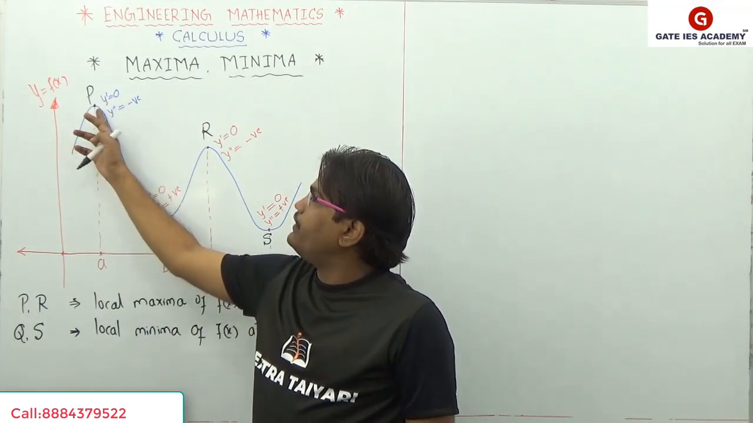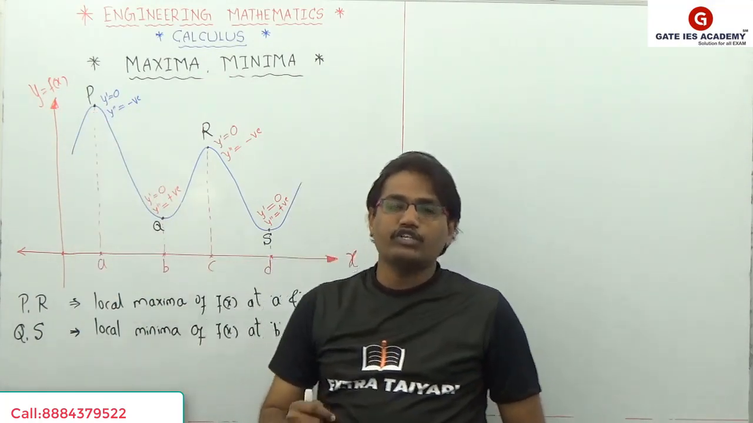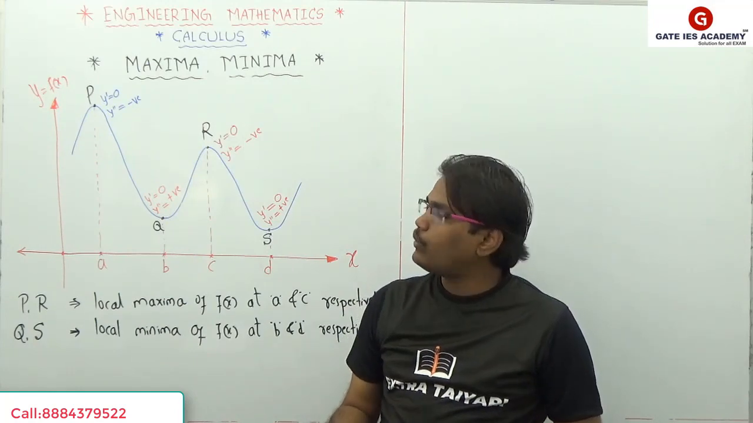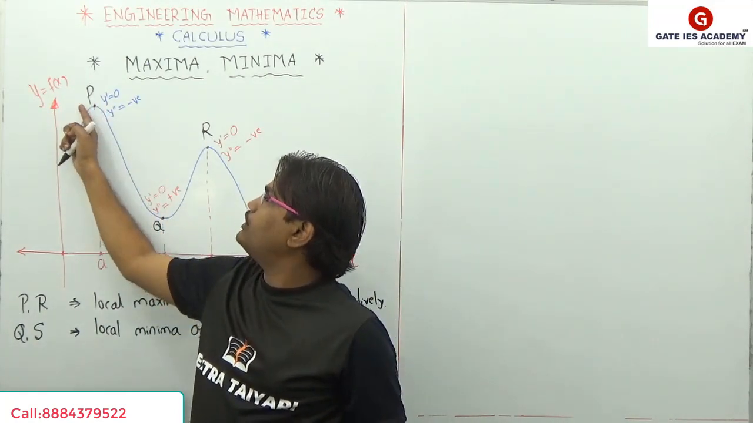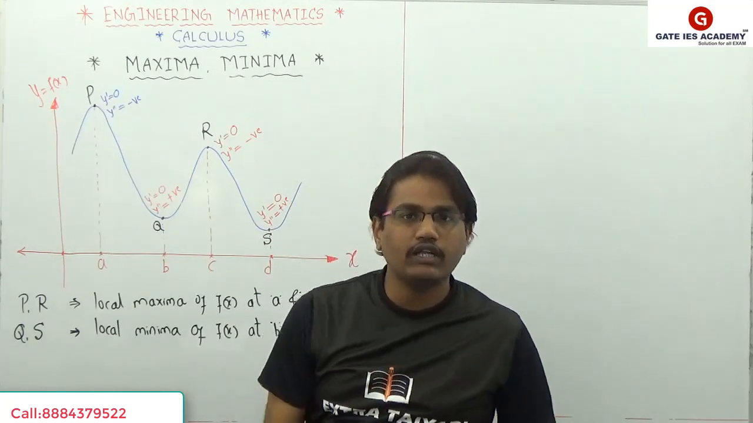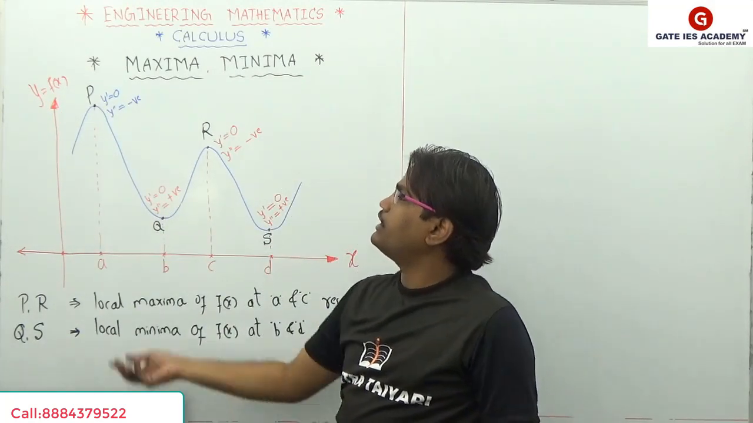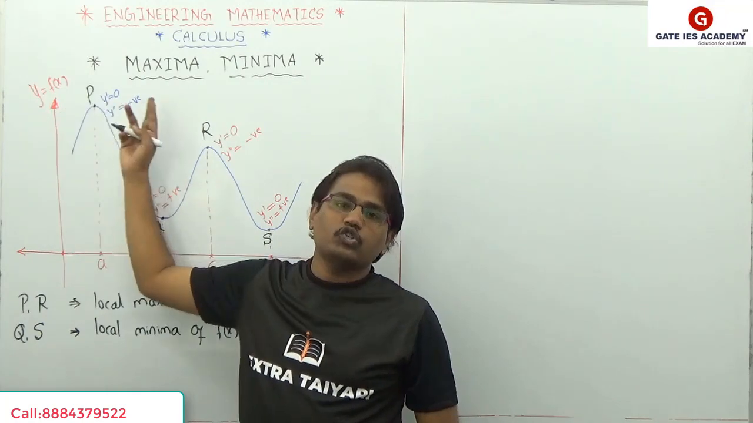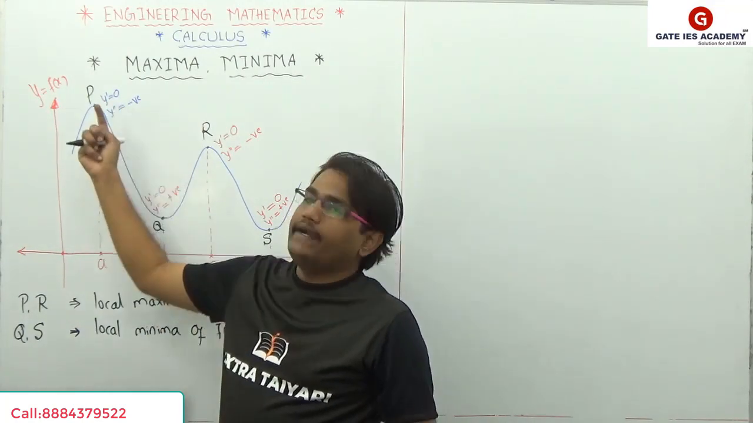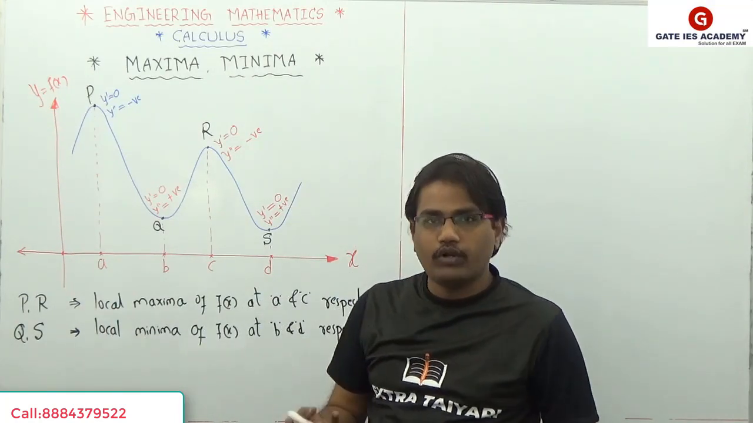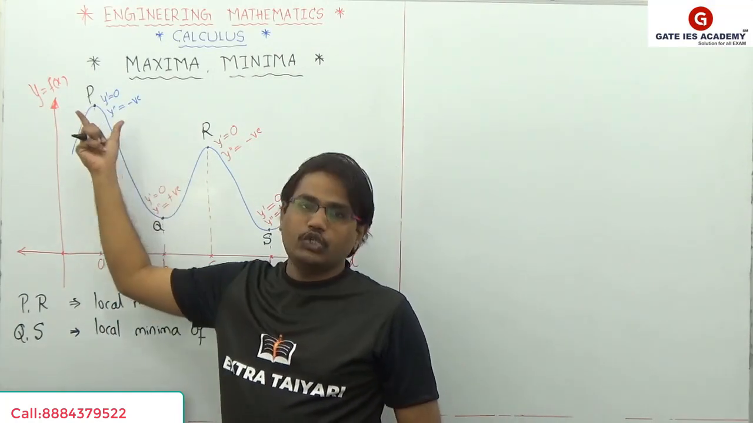As we observe here, y dash is obviously 0. Slope is 0 at P. Why? Because it is a peak point. At a peak point, if you draw the tangent, it will be a horizontal line only, and a horizontal line has 0 slope. So y dash is 0 here. Y dash means slope only.